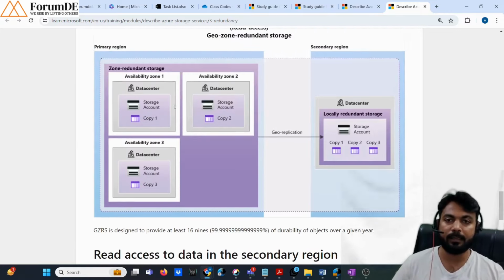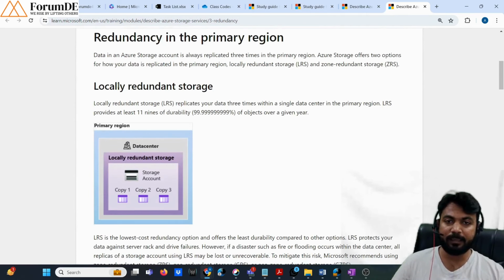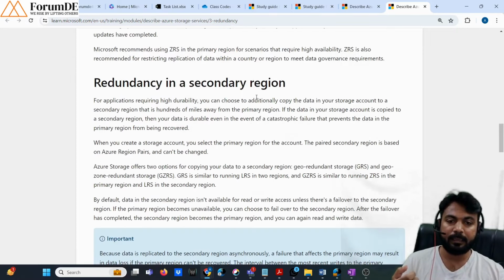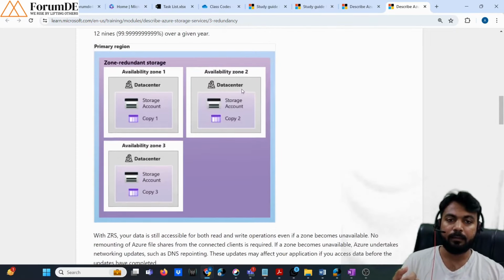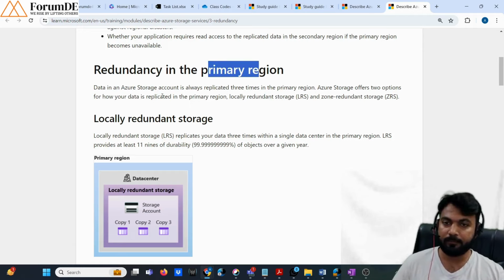I'll talk about that. First of all, let's start with the first redundancy type. As you can see, this is redundancy in the primary region. Two things are there: primary region and secondary region. I will talk about that in just a few minutes.